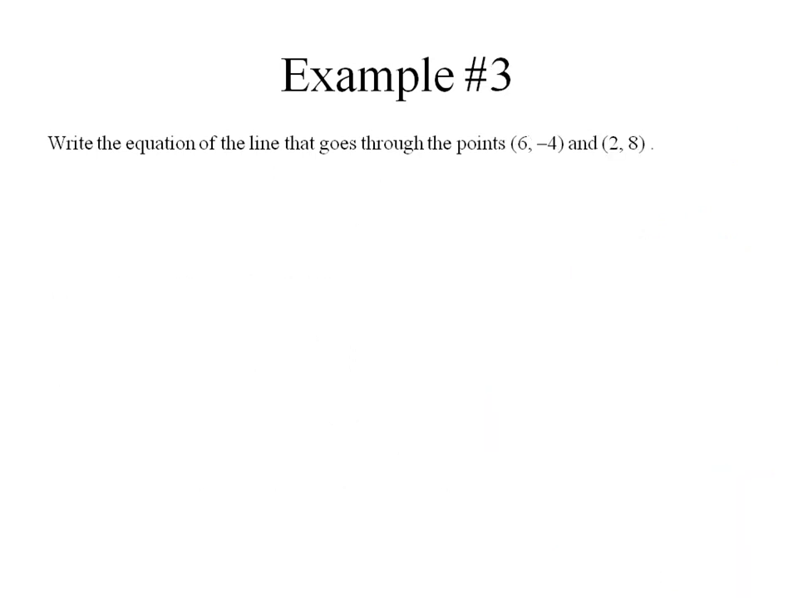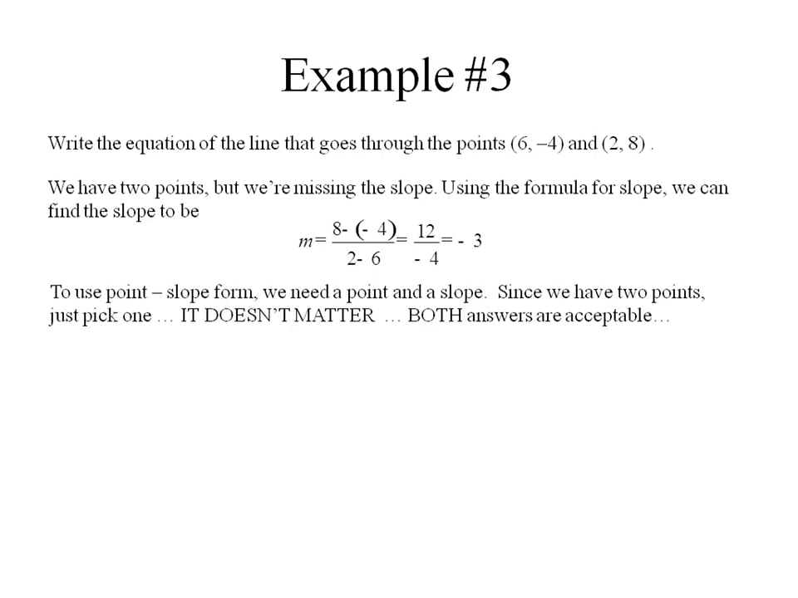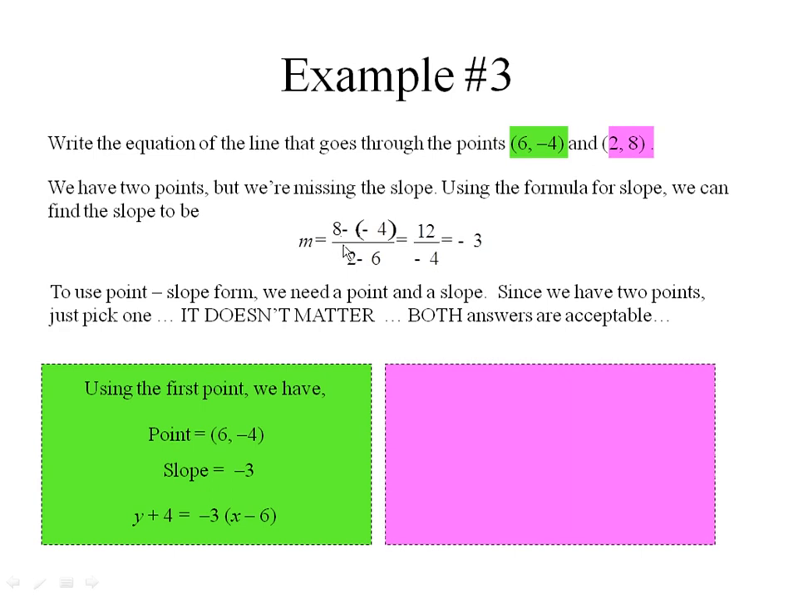Let's say it says write the equation of the line that goes through the points 6, -4, and 2, 8. Now again, you're asked to write the equation of the line. Therefore, you need the point-slope formula. So we have 2 points here. We can find the slope given these 2 points by using the slope formula. And we only need one of these points to put in the point-slope formula. So notice here that you have m equals 8 minus a -4 over 2 minus 6. You get 12 over the -4, which is -3.